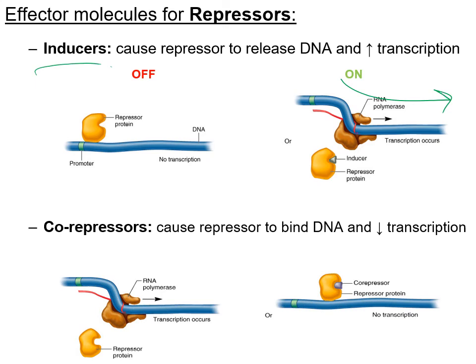A co-repressor helps a repressor protein. When you have a repressor protein that isn't doing its job as a repressor, and again, each would be its own situation, this particular repressor protein can't bind to the DNA until it has some help from a co-repressor, and that would stop the transcription from happening.